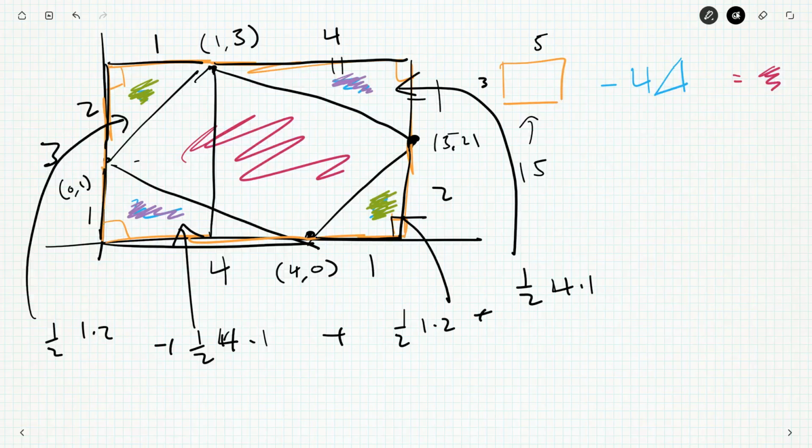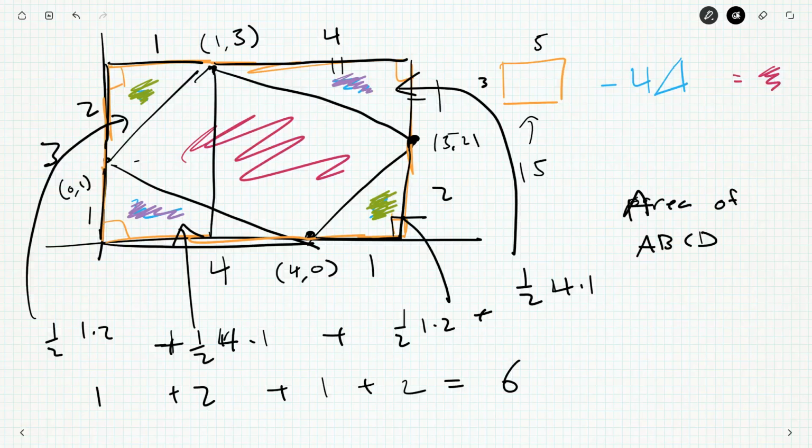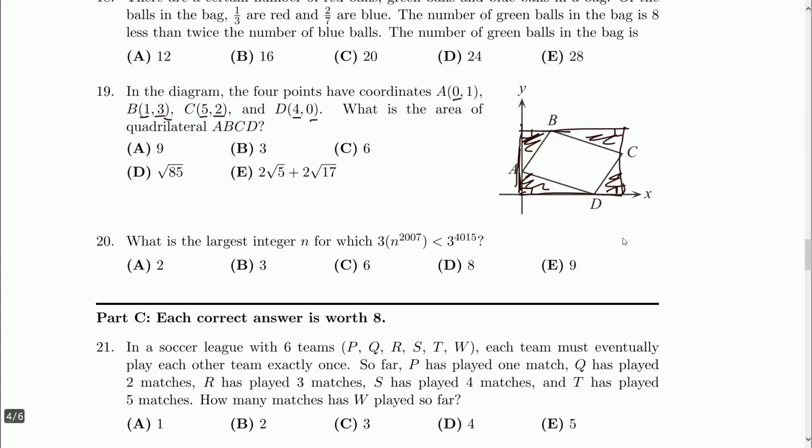So 1/2 of 2 is 1. 1/2 of 4 is 2. Alright, so the extra little right angle triangles make up an area of 6. So the area of ABCD is the 15 for the big orange rectangle, the rectangle that encases everything, minus 6 for the triangles that we take away, the green and purple triangles, and that gives us a final answer of 9, and that is A.